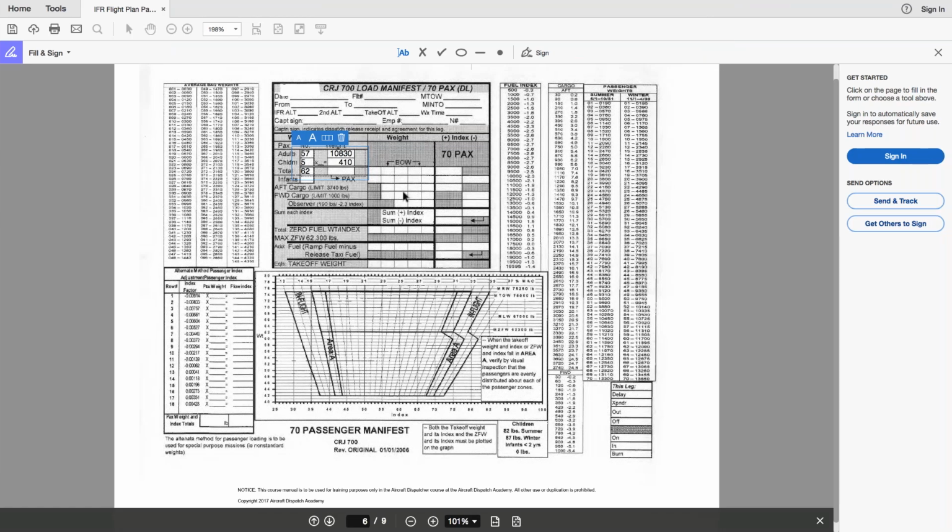Okay. Add those two together. Gives us 11,240 pounds. Okay, now we have our payload, or our passenger load. Okay, so I can plug it in here.